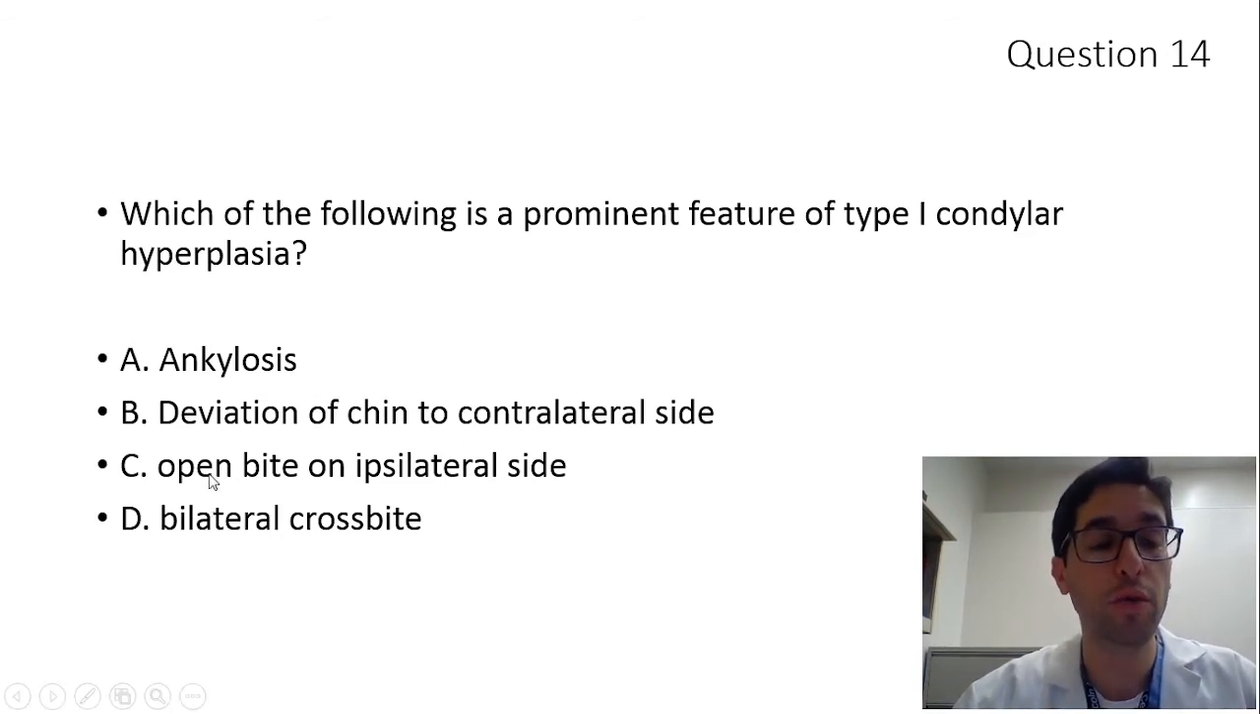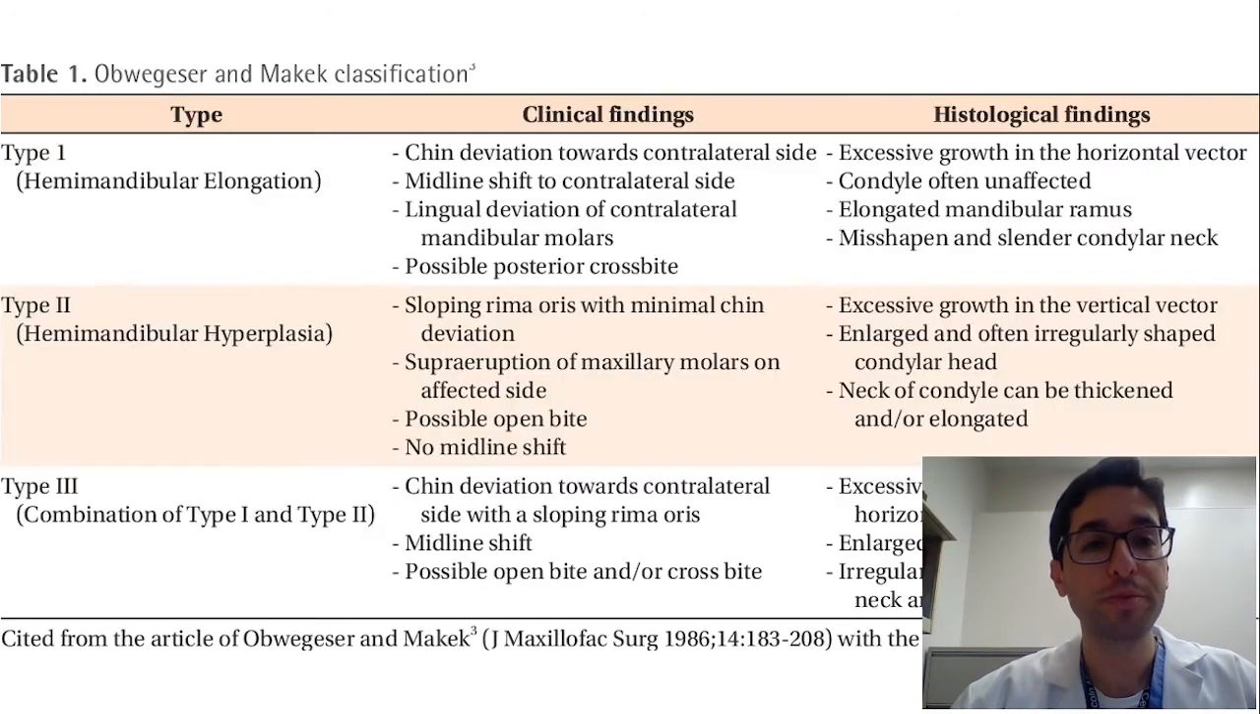So both B and C look right. The only way to differentiate it is to know the difference between type 1 and type 2. So as a review, or for the first time I should say, this is not so high yield, so I don't expect this to show up in the test. But Obergaser had a classification.